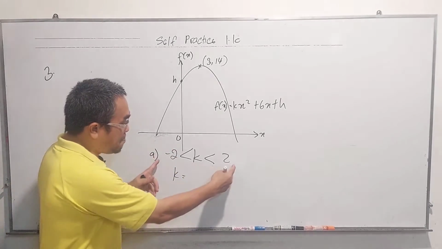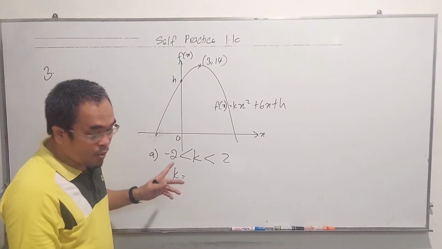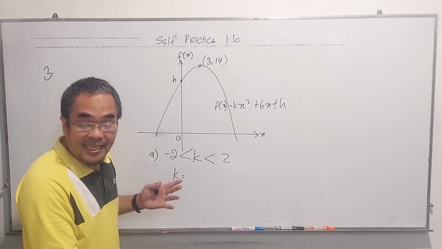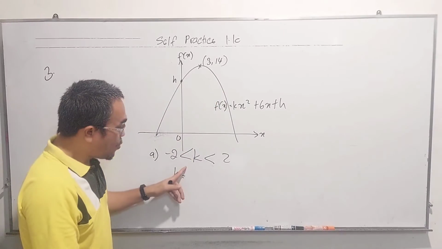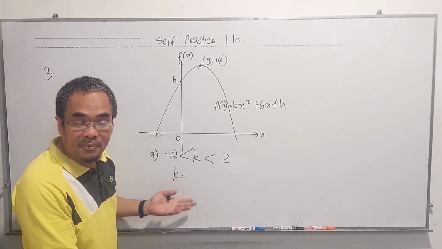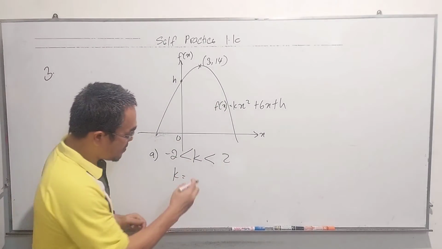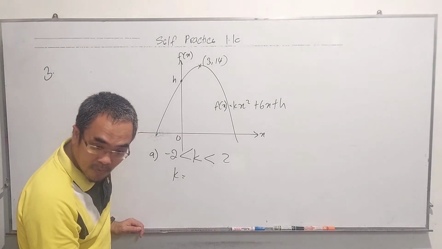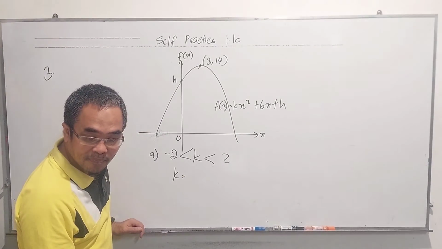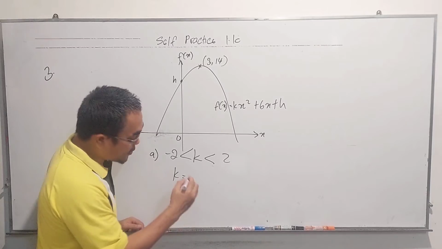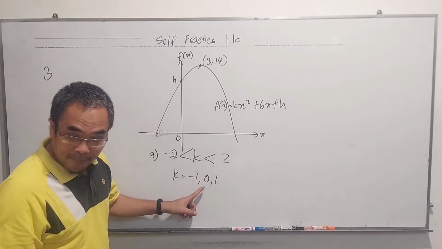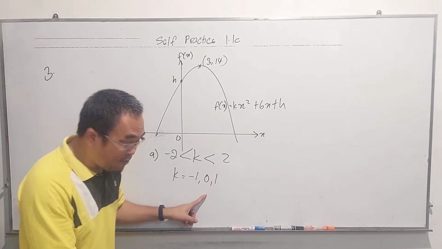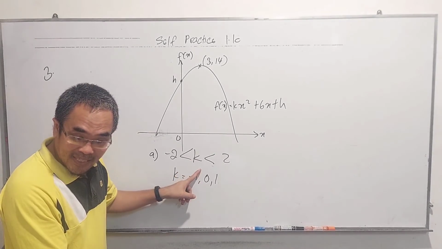So based on this range, what are the integer values? Let's say I'm telling you to solve this without looking at the diagram. What are the values of k acceptable here? 0, 1, and negative 1. So we should start from the smallest value. Okay, right. So this info is based on this.